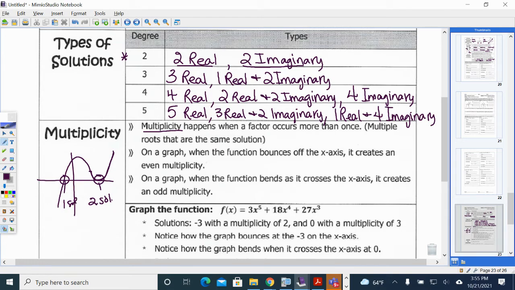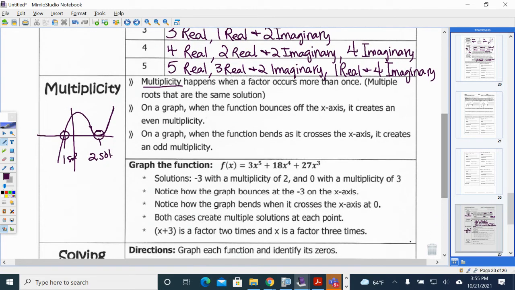The last bullet here says, on a graph, when the function bends as it crosses the x-axis, it creates an odd multiplicity. And what that looks like is this. So it bends as it goes across the x-axis. This creates an odd multiplicity. So this might be 3 solutions, or 5 solutions, or 7 solutions. It creates an odd number of solutions.